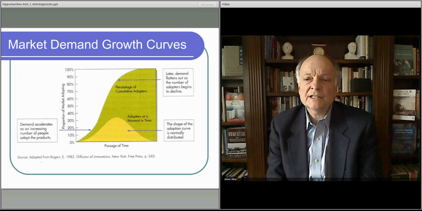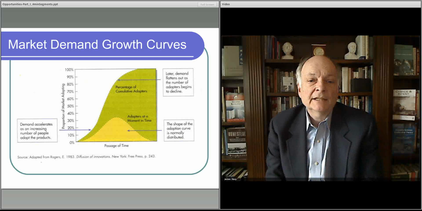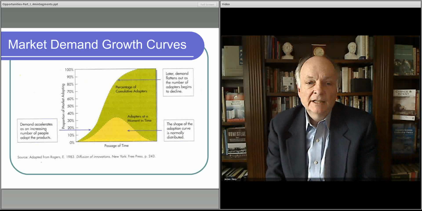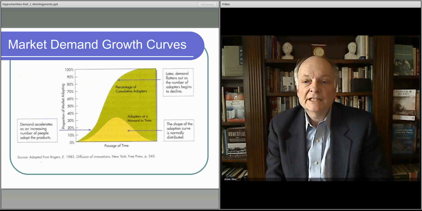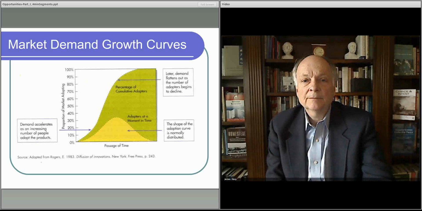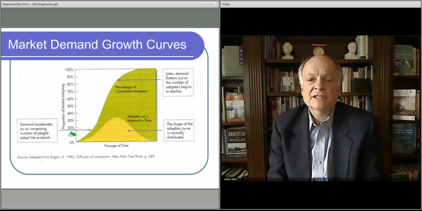You can see in this chart that early on there's a relatively slow adoption of a new product. That's this part way to the far left of the curve here. Let's see if we could get an arrow. This area down here, relatively slow adoption at first.